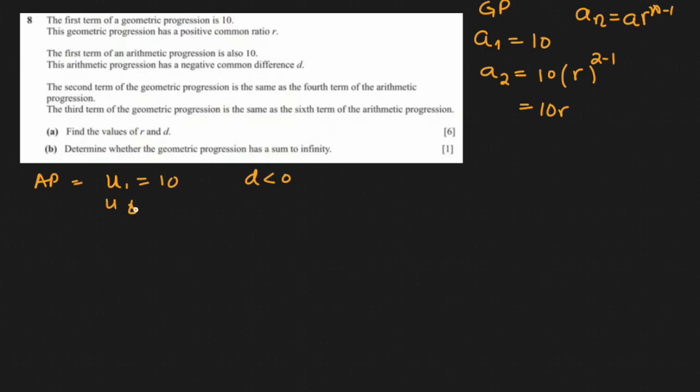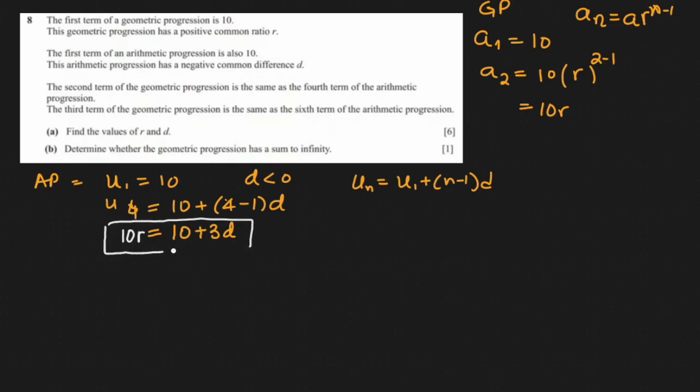Now here they said it is the same as the fourth term, so U4 of this. What is the formula for Un of an AP? First term plus n minus 1 times d. So it will be first term 10 plus 4 minus 1 times d. It comes out to be 10 plus 3d. Now they said both are equal. That means 10r is equal to 10 plus 3d. This becomes our equation number 1.